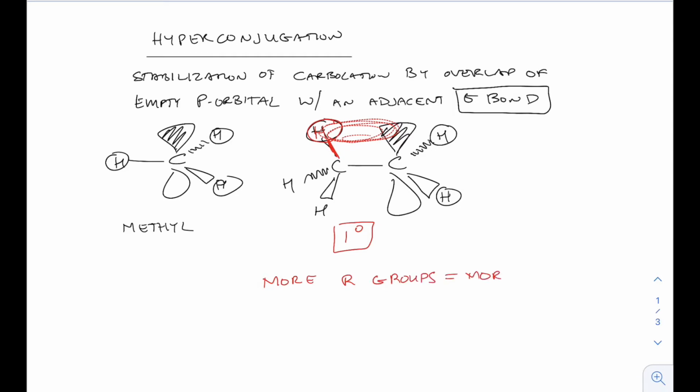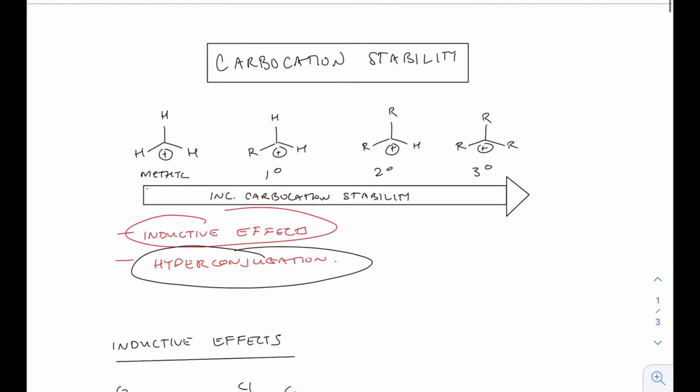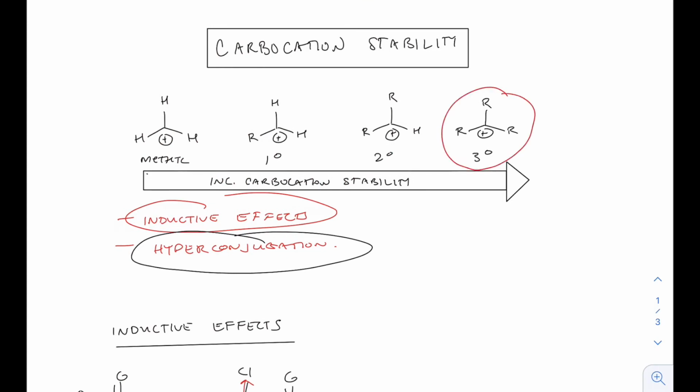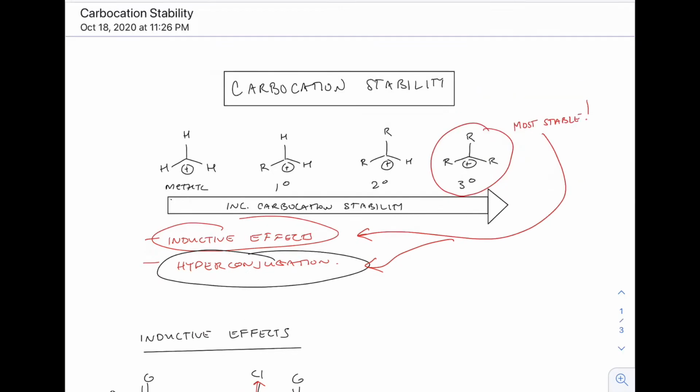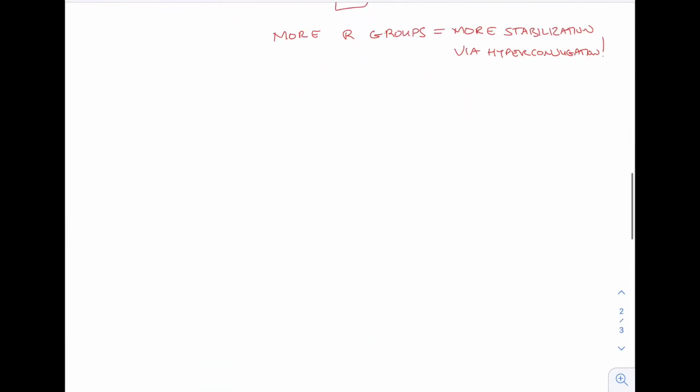Well, what if there were more? Well, if there's more R groups, then that means there's more stabilization through hyperconjugation, right? Because we're going to get that from all sides, and that means one carbon has to donate less to help stabilize that carbocation center, and so everybody's going to be more happy. That's why the tertiary carbocation is more stable. It's going to be a combination of inductive effects as well as hyperconjugation.